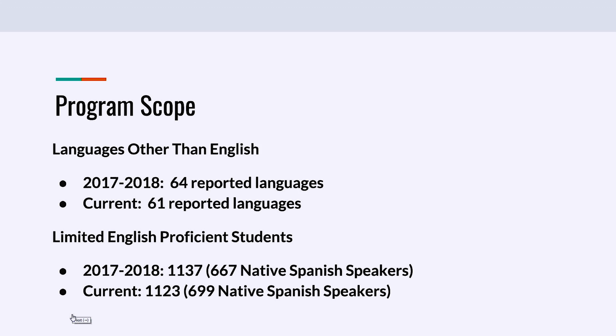Definitely. We have a home language survey that's required to fill out when you enter a Texas public school, and they've indicated something other than English. So our count is 61 at this time.